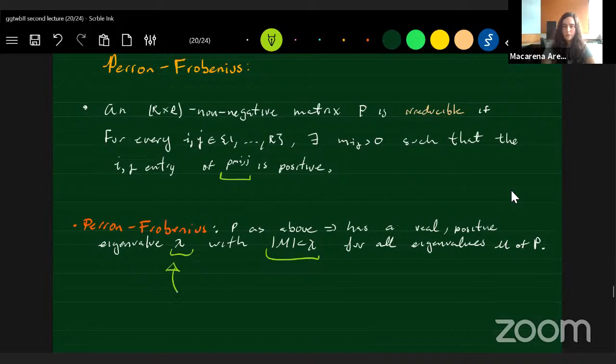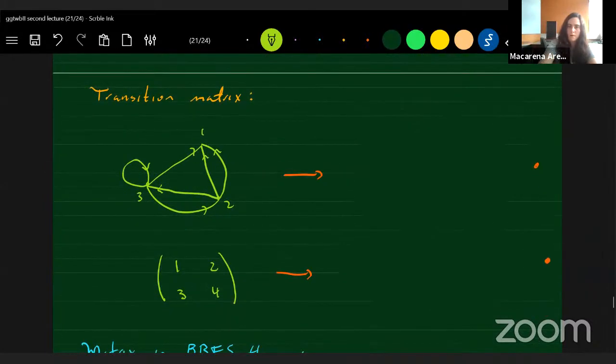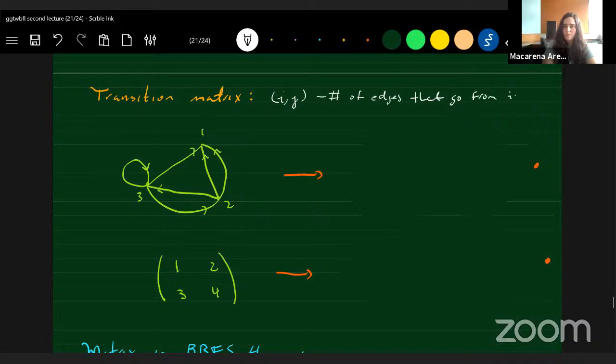This is called the Perron-Frobenius eigenvalue of the matrix. Okay. Now, a transition matrix is a matrix that you obtain from a graph by putting in the entry i, j the number of edges that go from i to j. So it's a square matrix.